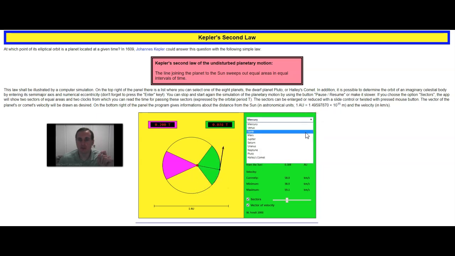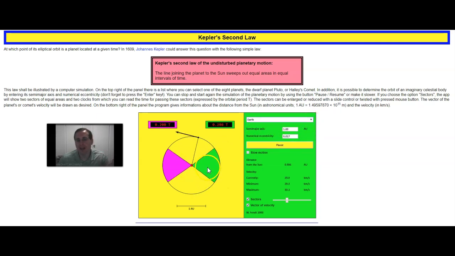Let's take a look at Earth. Again, these sectors look very similar to each other. They're not exactly the same size, but clearly they are equal areas, equal times. Okay, let's look at Pluto. Again, when I was your age, Pluto was a planet. Look at this. Okay, again, equal areas, equal times. Changing the angular velocity, thus changing the radius away from the sun, and we have Kepler's second law.